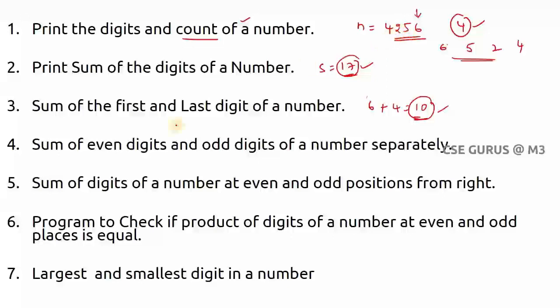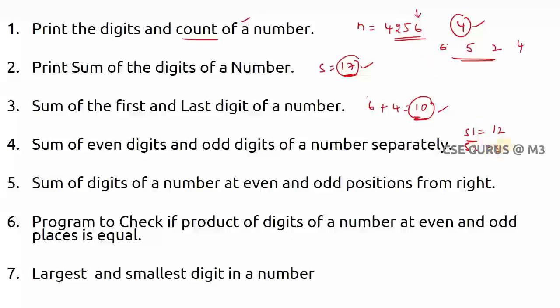We'll see. And the sum of even digits and odd digits of a number, separately. I want to print two sums here, let us suppose S1 and S2. S1 is with respect to even numbers and S2 is with respect to odd numbers. If I take the same number, the even digits are 6, 2 and 4. So 6 plus 2 is 8, plus 4 is 12, which should be one output. And another, of course, here there is only one odd number, 5.